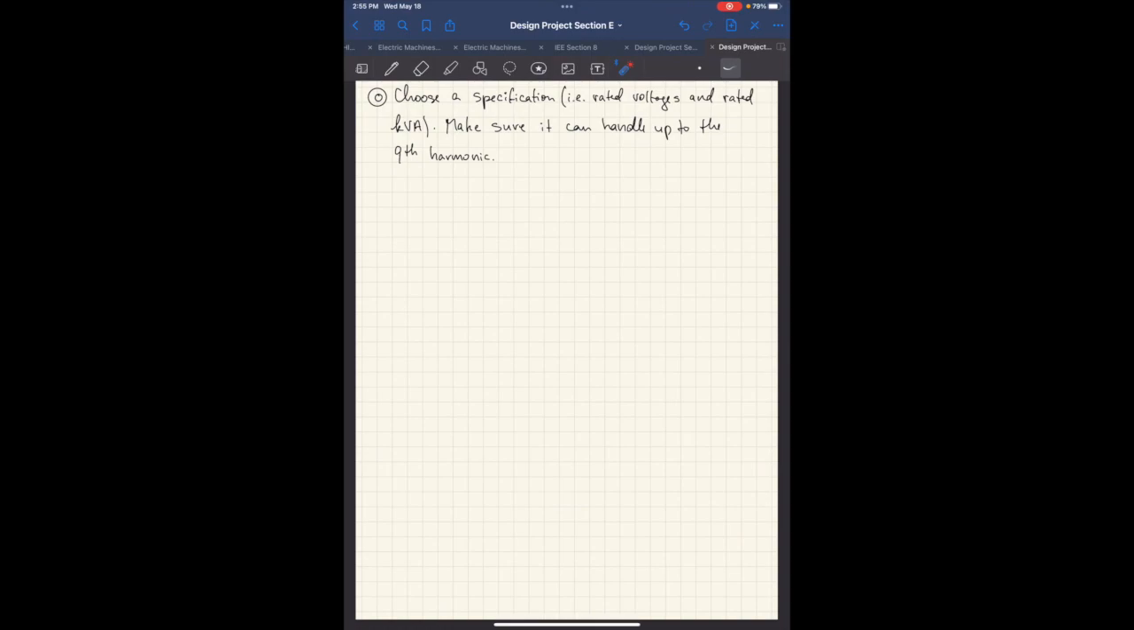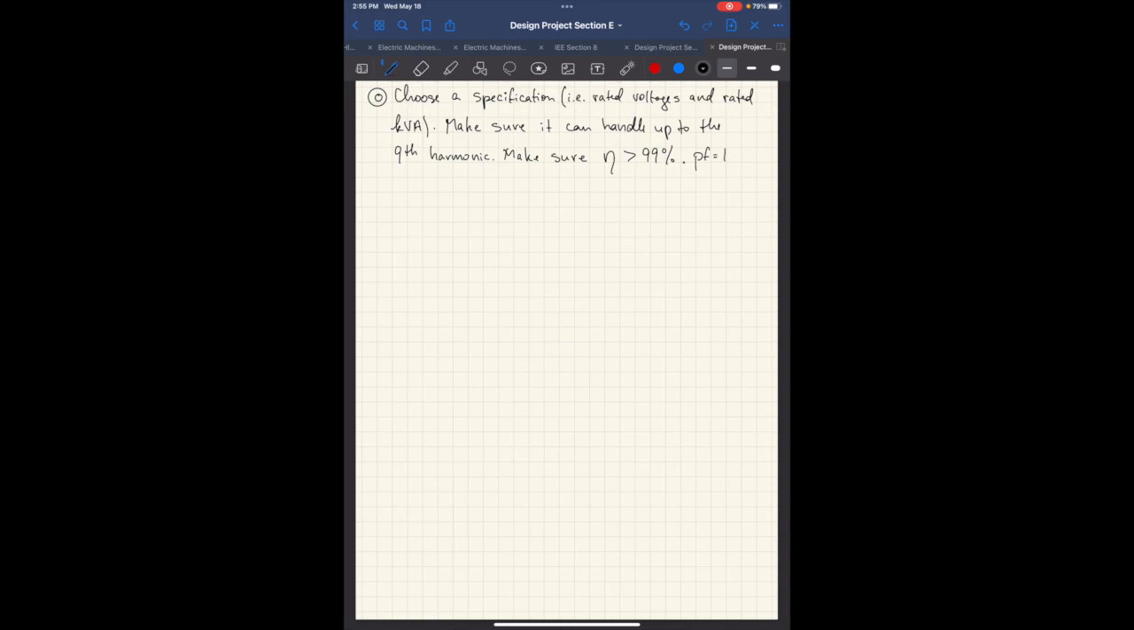So we need the transformer to be able to handle up to the 9th harmonic. A couple other things that I would like to mention: make sure the efficiency has to be greater than 99%. What I mean by that is 99.1, 99.01. Even if it's a smidgen above 99%, you're good. And you're going to test the efficiency at power factor equal to 1, unity power factor.